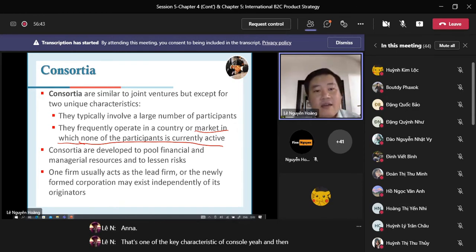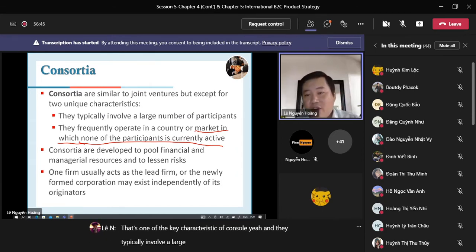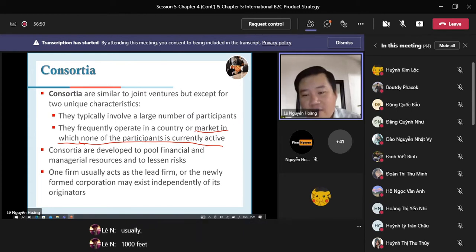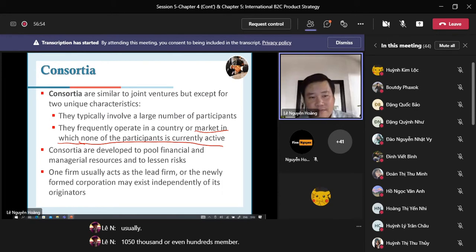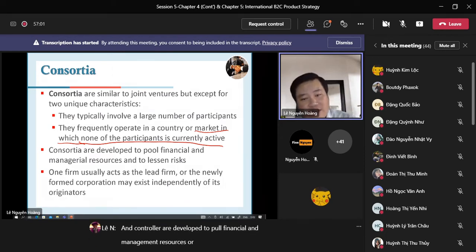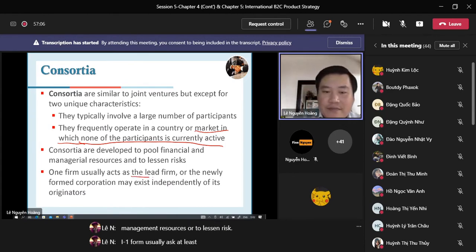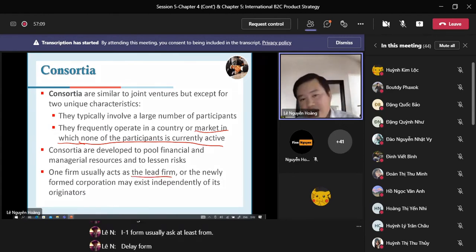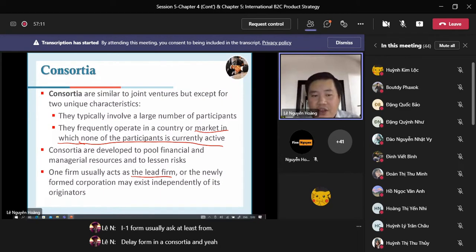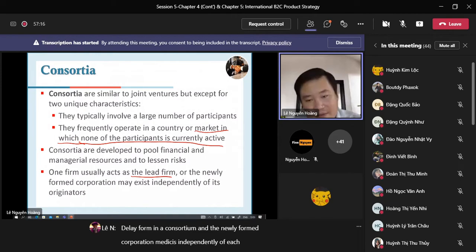And they typically involve a large number of participants, not two, usually a few thousand, or even hundreds of members. Consortia are developed to pool financial and management resources or to lessen risks. One firm usually acts as the lead firm in a consortia, and the newly formed corporation may exist independently of its originators.